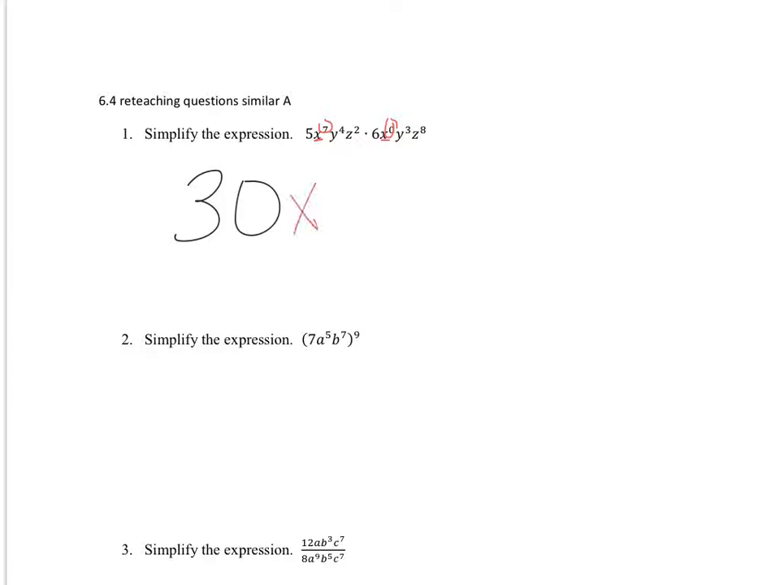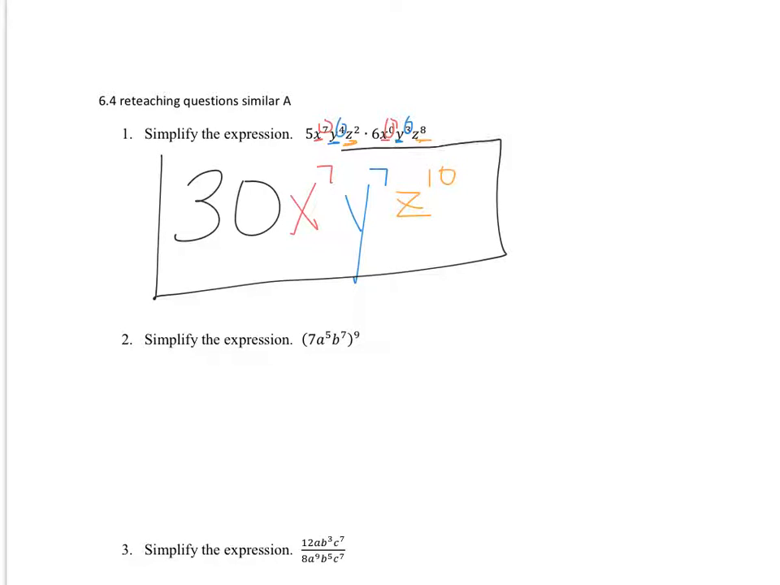So I have my x, that's the base, that's the same. And I add the exponents. So 7 plus 0 is 7. Now I look at my y's, and again I'm still multiplying. So if I'm multiplying, I'm adding my exponents. So I have 4 plus 3 is 7. And then I look at my base of z's. These have the same base. So I write my z, and I add my exponents. 2 plus 8 is 10, and this is my final answer.